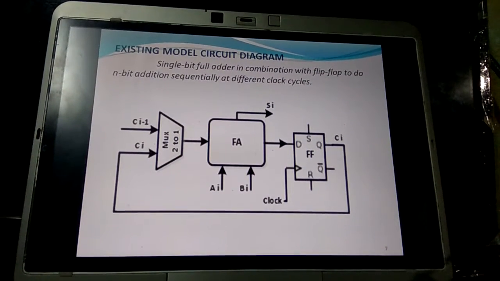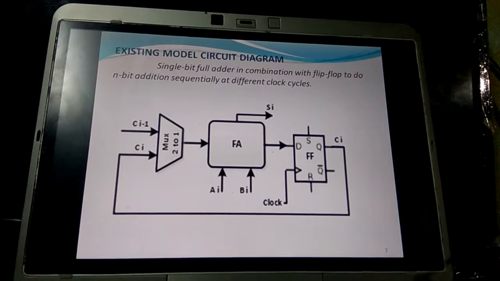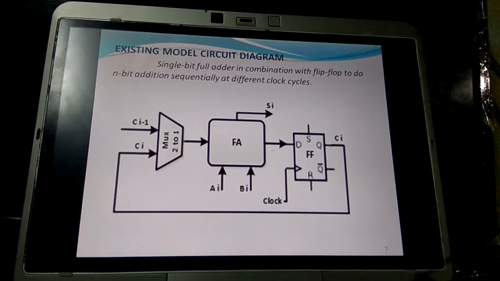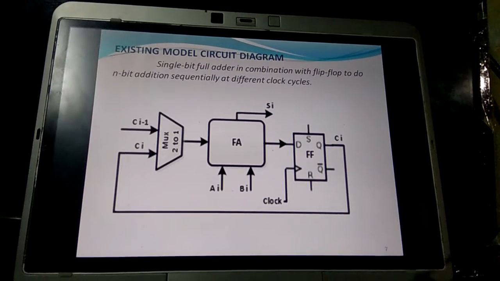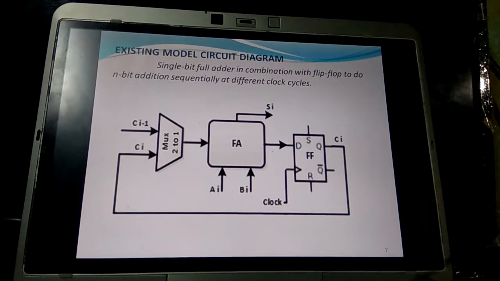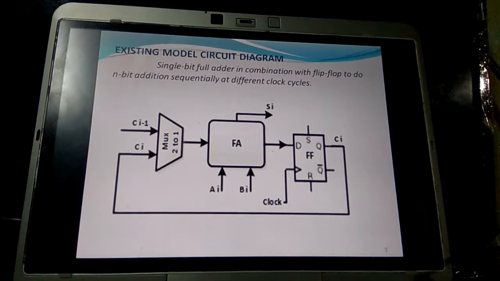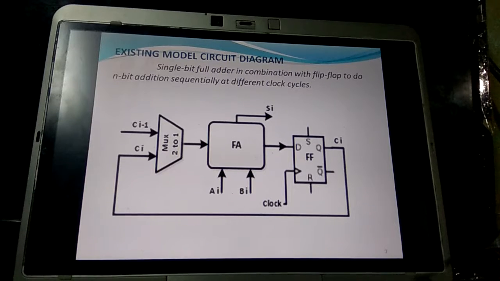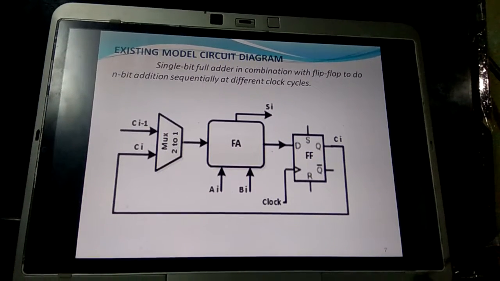This is the existing model. A single bit full adder in combination with a flip-flop does n-bit addition sequentially at different clock cycles. Here a multiplexer is attached along with a serial full adder, and a D flip-flop is attached as the carry-in, taking the output of the D flip-flop. So first the multiplexer is used to do the parallel computation, and the serial full adder is taken here because the architecture of serial full adder is simple and smaller when compared to the RCA.